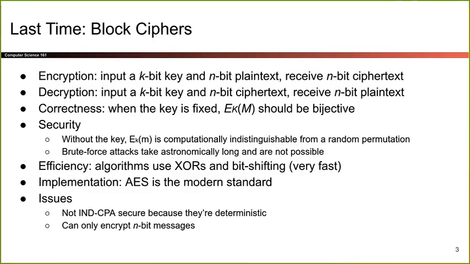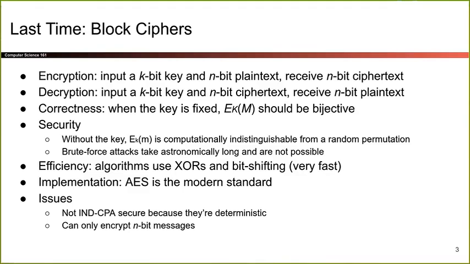Then we said that if you don't have the key, this function basically looks like a random permutation. So if I gave you a box that outputs block cipher outputs and a box that outputs a random permutation, you can't tell which one is which. We also said that you can try to brute force a block cipher by feeding it every possible key, but that's going to take astronomically long. Like the universe will no longer exist by the time you're done, so don't count on that working. And we said that the algorithms use XORs and bit shifting to be very fast. The modern standard is AES.